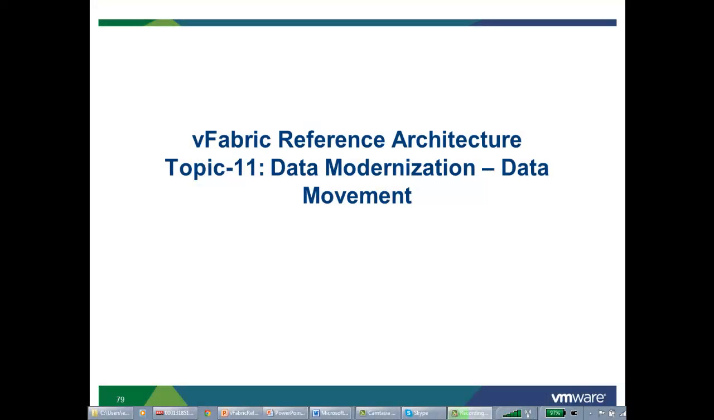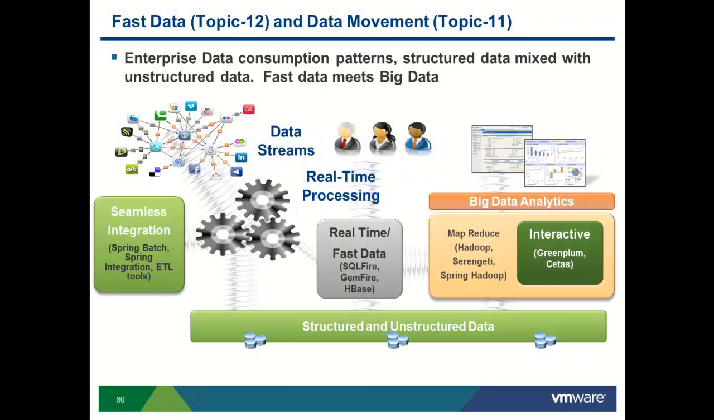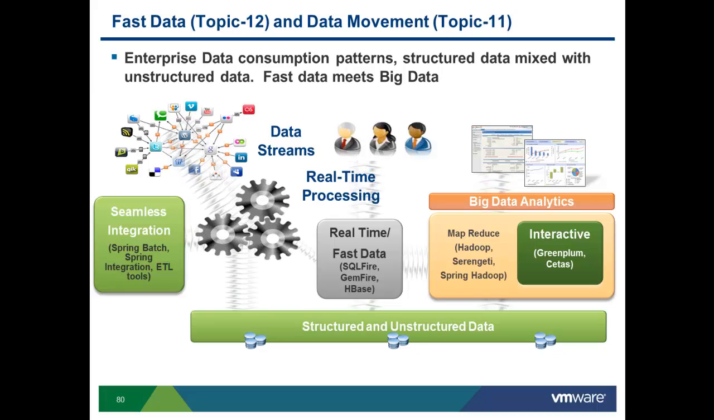vFabric Reference Architecture, Topic 11, Data Modernization, Data Movement. In engaging with our customer base, we are seeing data usage patterns across structured and unstructured data at fast speeds and large scales. A new breed of data ecosystem in the enterprise is quickly emerging. The challenges associated with modern data processing architectures, fueled by the massive growth of unstructured data and the new breed of real-time and big data applications that support analytical workflows, is driving a lot of this.